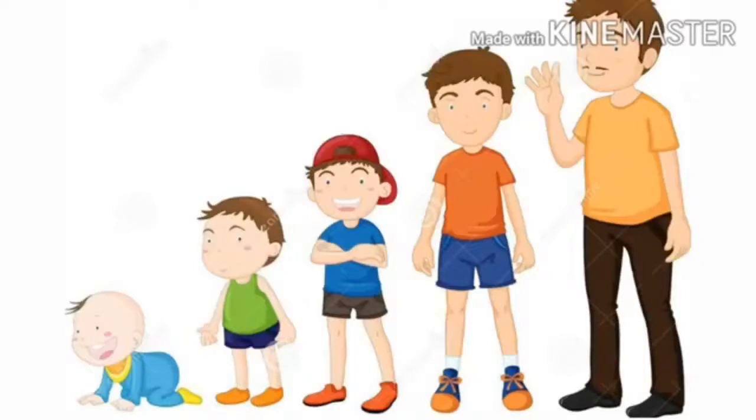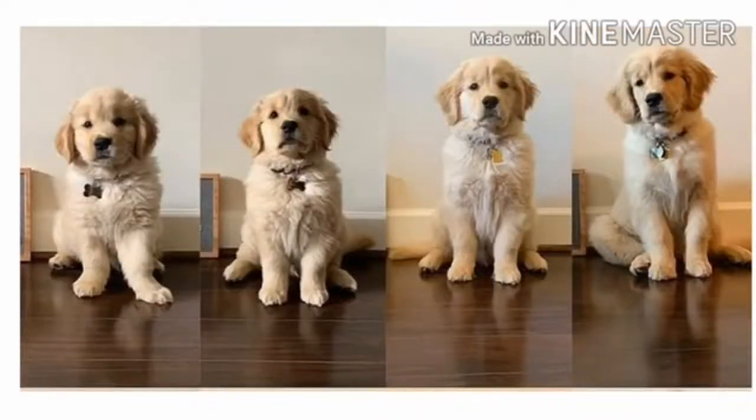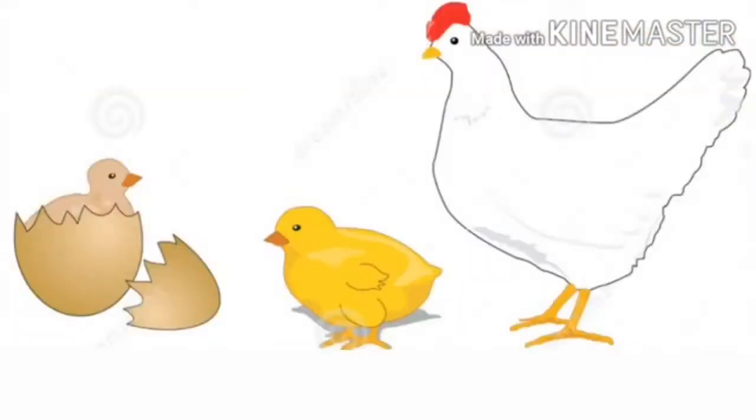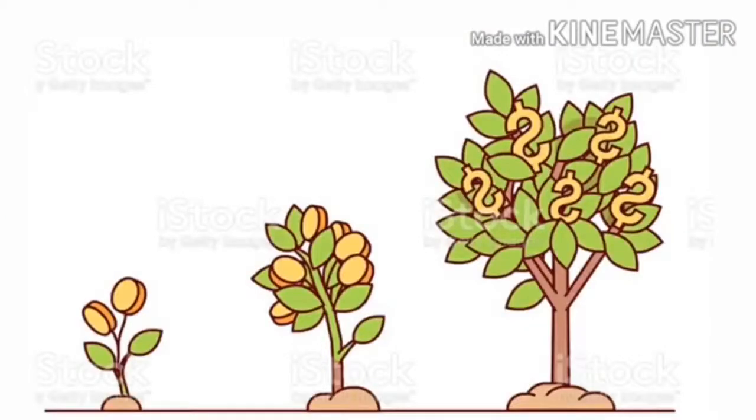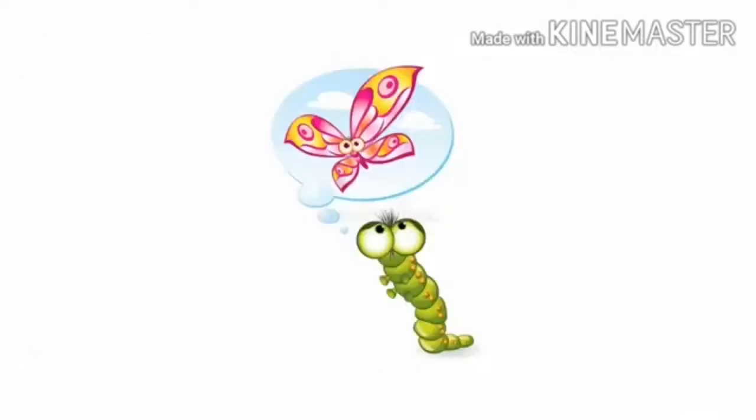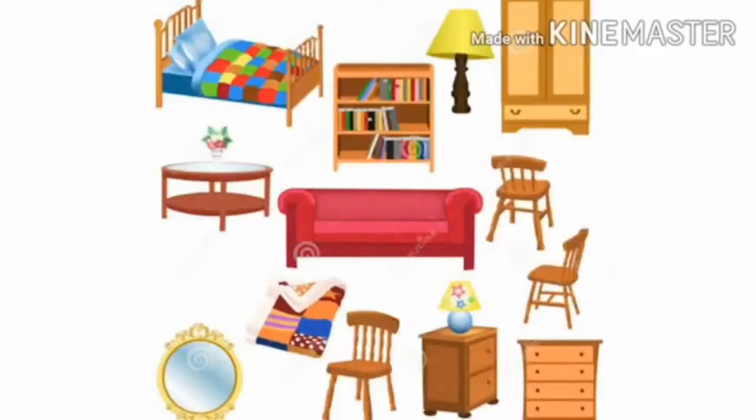For example, a baby grows into a man. A pup grows into a dog. A chick grows into a hen. A sapling grows into a tree. And a caterpillar grows into a butterfly. But non-living things do not grow.